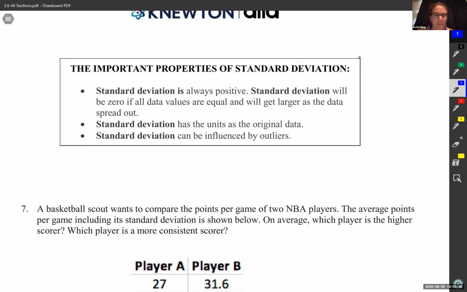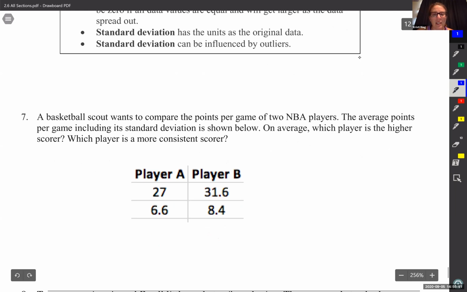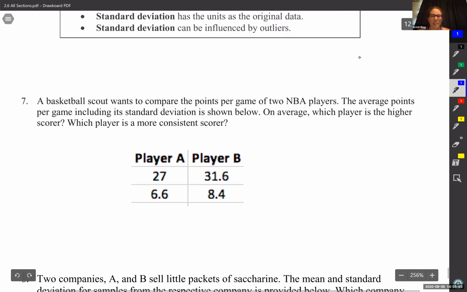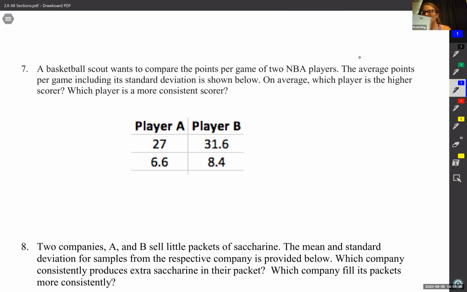So for number 7, it says, on average, which player is the higher scorer? So it doesn't tell you which one is the mean and which one is the standard deviation. So I will tell you if you can't tell. So let's think about 2 NBA players. What are they probably going to score in a game? 27 points and 31 points? Or do you think that NBA players, like most of them, just score 6 points in a game?